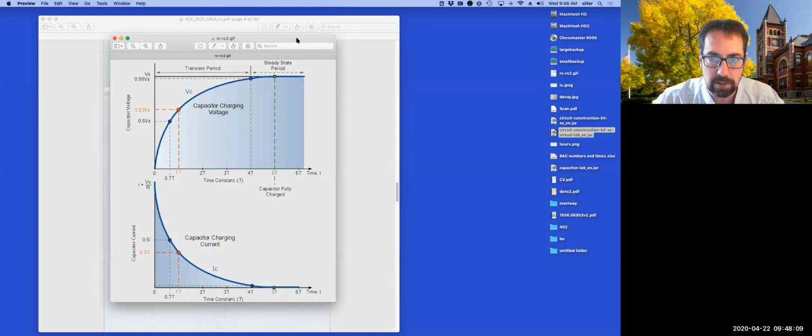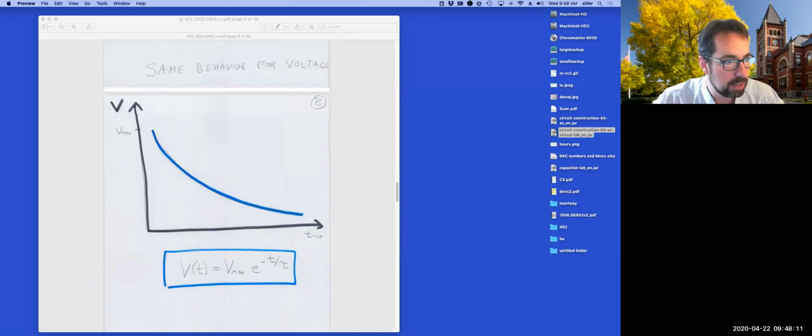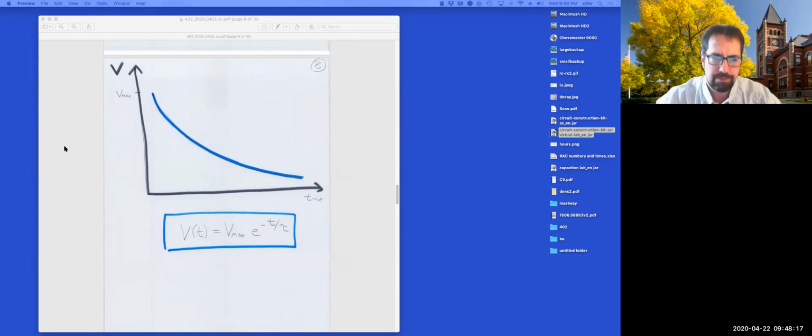I'll loop back to this top plot in a moment. I need to introduce one more equation before we can talk about that. Okay, so again, I hope maybe you've seen exponential behavior somewhere in your studies before. It does pop up again and again in biology and nuclear physics and chemistry, in regular physics, and all kinds of stuff.